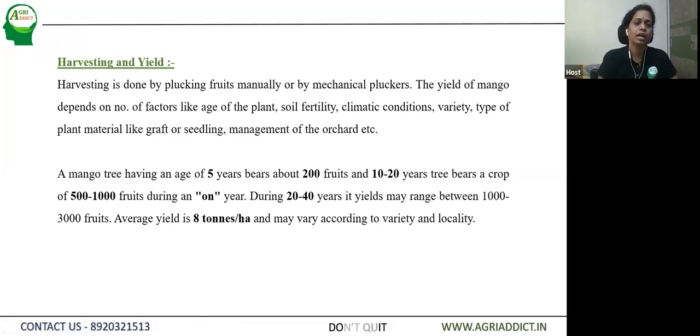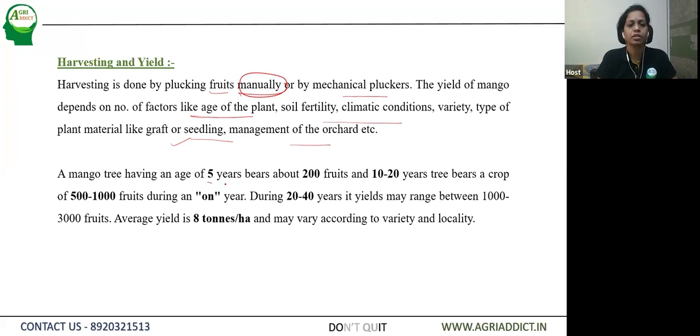Harvesting is done manually by plucking the fruits. For fruits on the top, which cannot be taken care of by an individual, we can go for mechanical pluckers. Then the yield depends upon factors like age of the plant, soil fertility, climatic conditions, variety, type of planting material, whether it is graft or seedling, and the management of the orchard. So all this put together, the yield is going to differ.